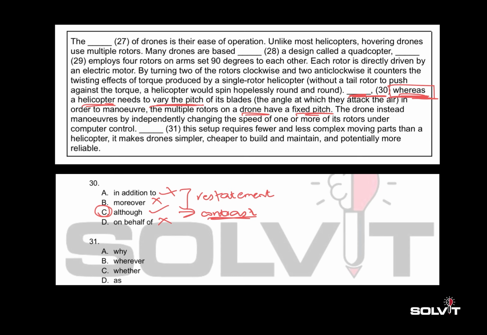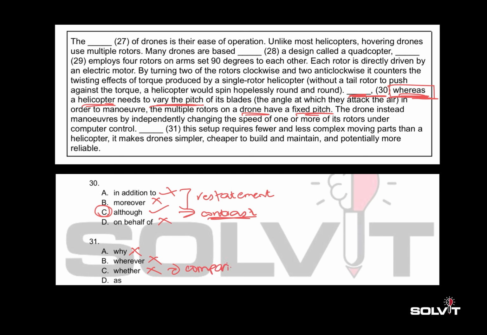Okay, let's move on. The drone instead maneuvers by independently changing the speed of one or more of its rotors under computer control. Dash, this setup requires fewer and less complex moving parts than a helicopter. It makes drones simpler, cheaper to build and maintain, and potentially more reliable. Why this setup requires fewer and less complex? No. Wherever this setup requires fewer? No. Whether this setup requires fewer? No.